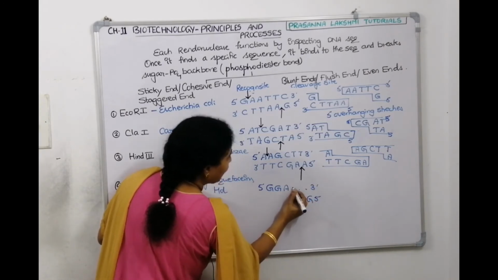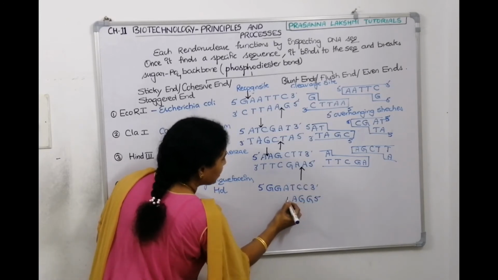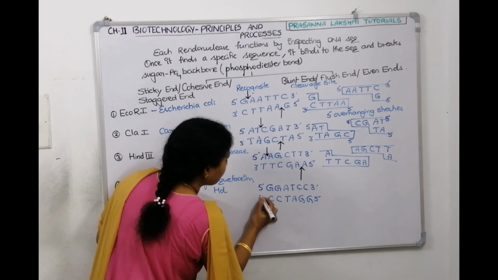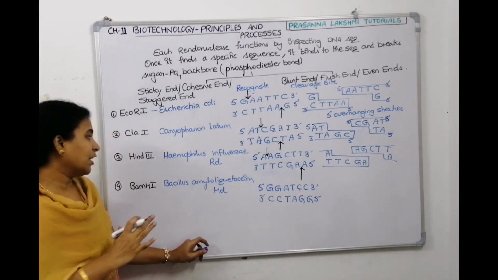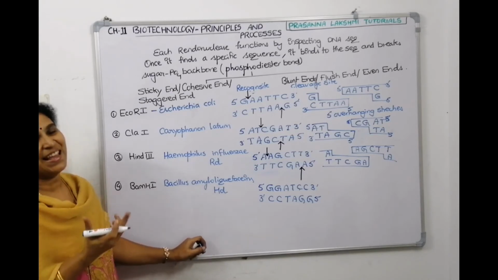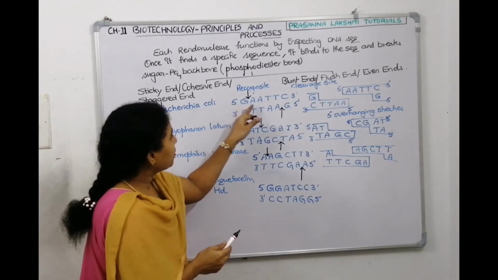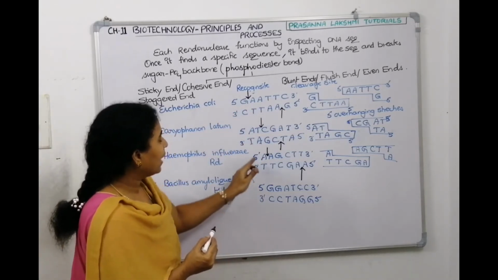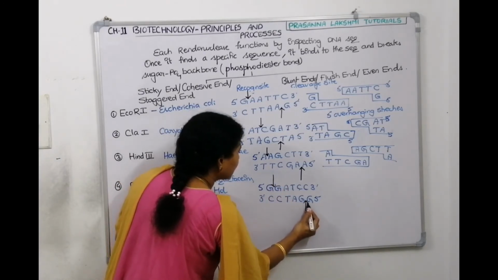GGA. A pairs with T, G pairs with C, G pairs with C. T, C, C. This is a palindromic sequence identified by BamHI, and the cleavage is between GG. The cleavage site is between first and second. So here also between first and second, here after 2, again first and second. Now here also, it is between first and second.